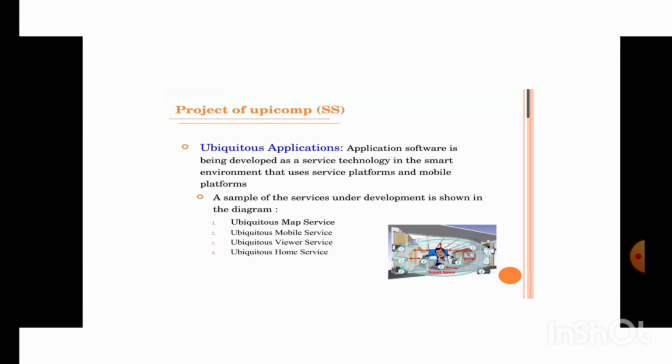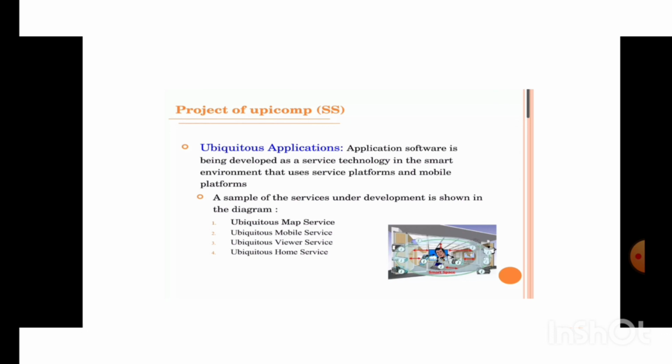Next, ubiquitous application. Application software is being developed as the service technology in the smart environment that uses the service platform and the mobile platforms. A sample of the services under development is shown in the diagram. First is ubiquitous map service, ubiquitous mobile service, ubiquitous viewer service, ubiquitous home service. So there are ubiquitous computing applications everywhere.